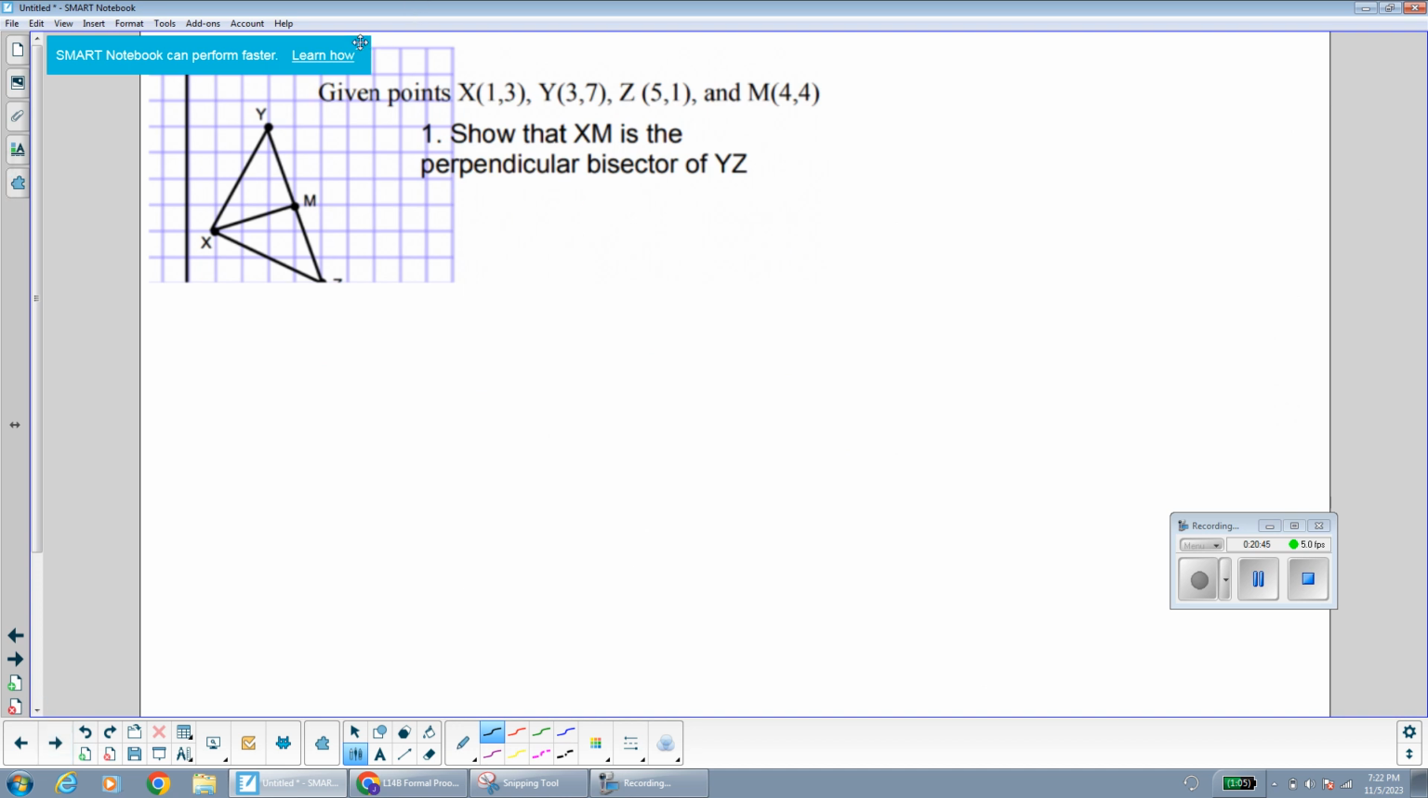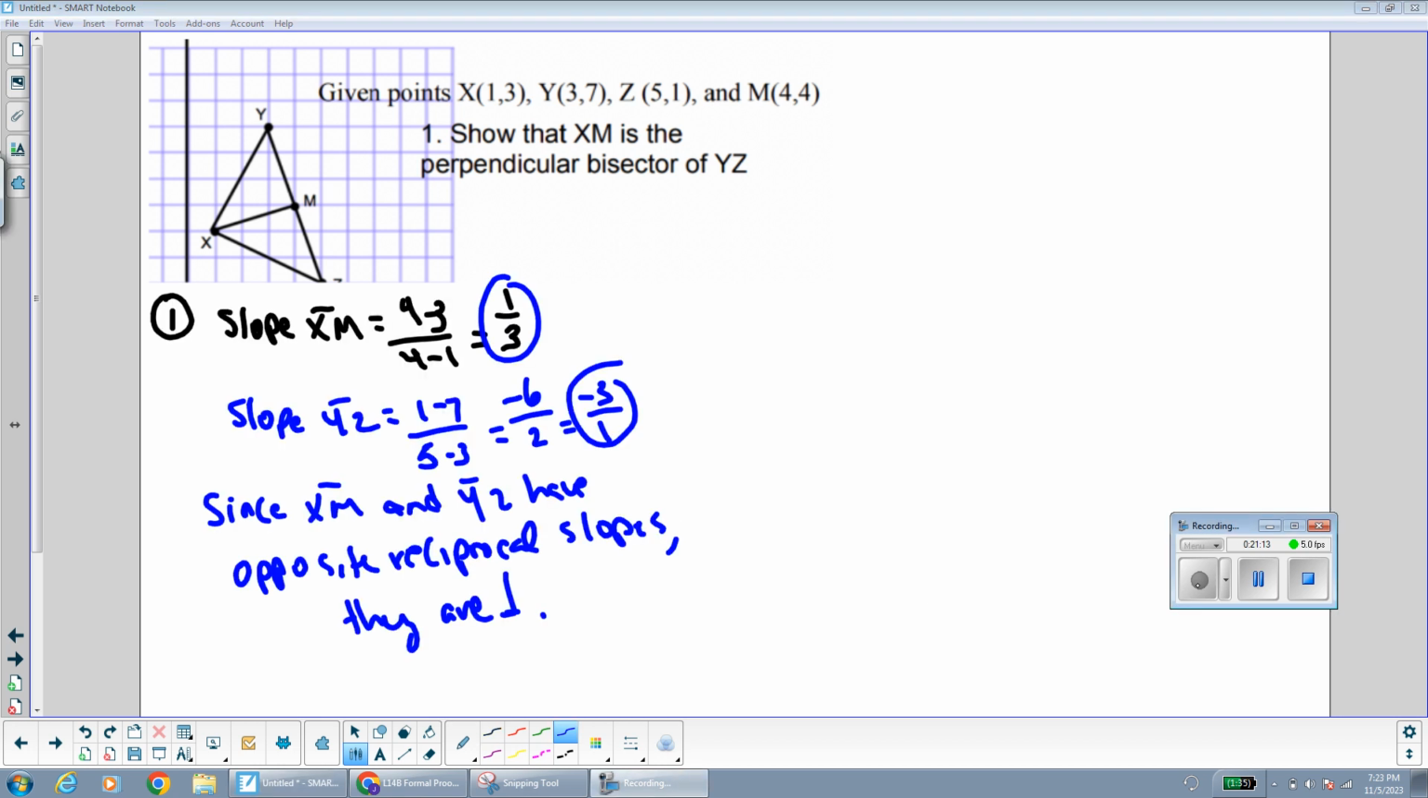Okay, for this next one, it's another coordinate geometry proof. And we need to show that XM is the perpendicular bisector of YZ. Perpendicular bisector is two parts, perpendicular and bisector. The perpendicular part can be shown with slopes because we do know that perpendicular lines have opposite reciprocal slopes. So first I'm going to find the slope of XM and the slope of YZ and show that they are opposite reciprocals of each other. As you can see, since XM and YZ have opposite reciprocal slopes, they are perpendicular.